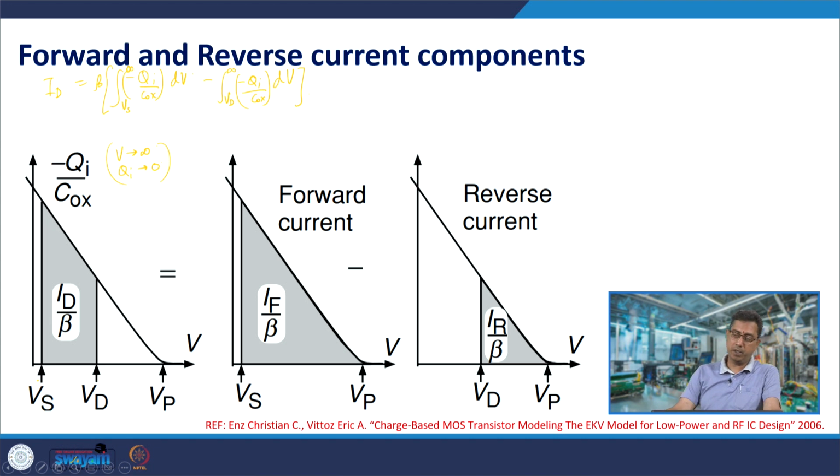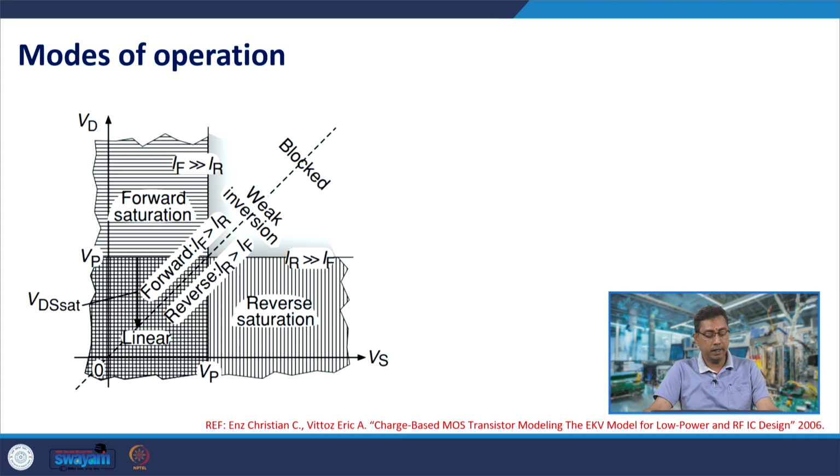So, conceptually it is as if there is a current flowing in the forward direction, source to drain, and in the reverse direction, drain to source. So, therefore, we call this forward current minus reverse current. This corresponds to the integral from source to infinity, and this corresponds to the integral from infinity to drain. Okay. So, we use this in further deriving the current expression. Before that, let us look at the different regions of operation of the device.